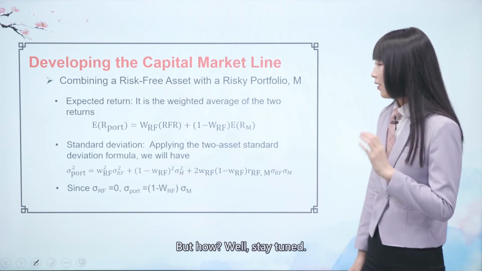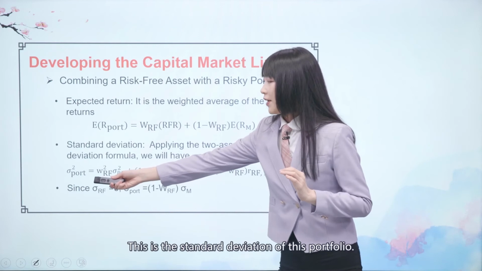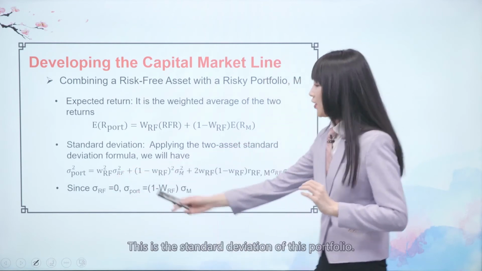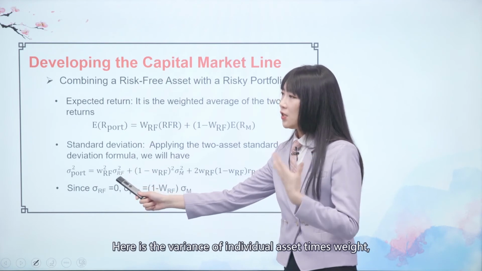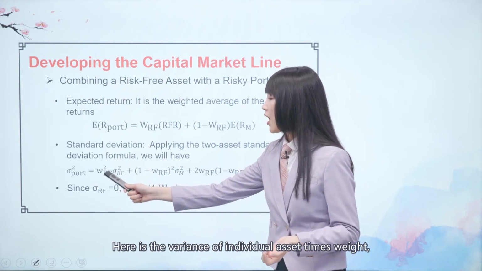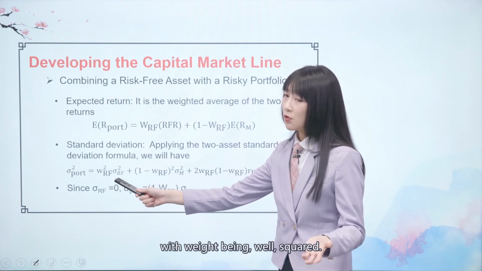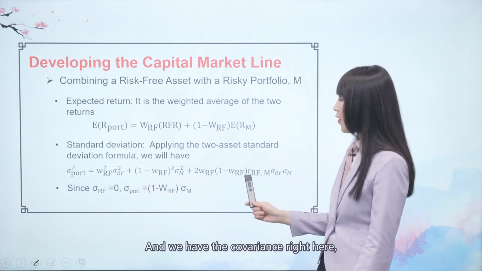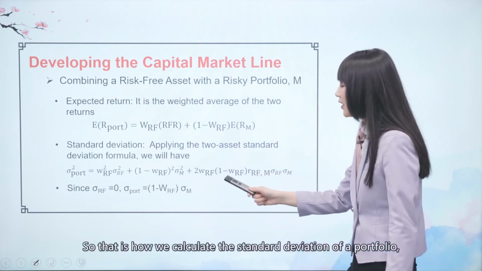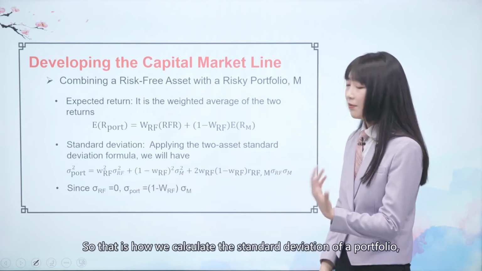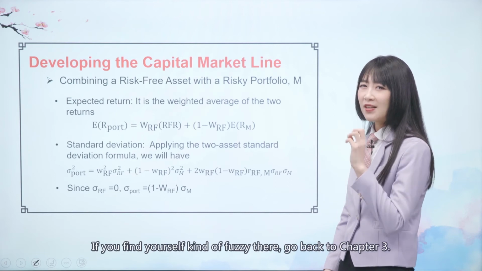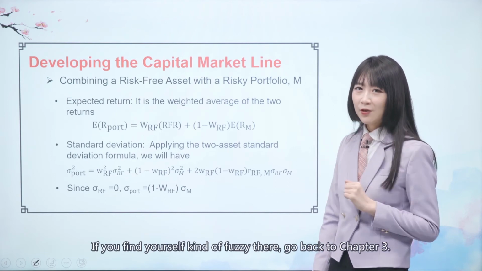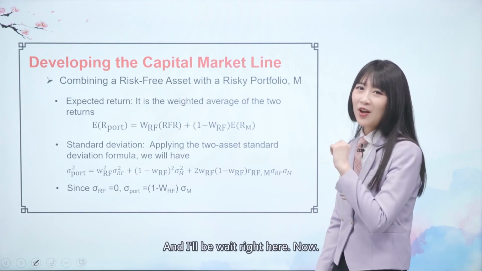Now, this is the standard deviation of this portfolio. Here is the variance of the individual asset times its weight, with the weight being squared. And then we have the covariance right here. So that is how we calculate the standard deviation of a portfolio, which is covered in Chapter 3. If you find yourself kind of fuzzy there, go back to Chapter 3, and I'll be right here.